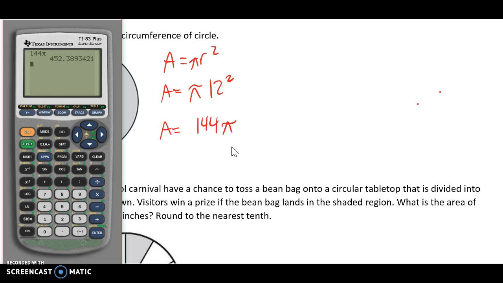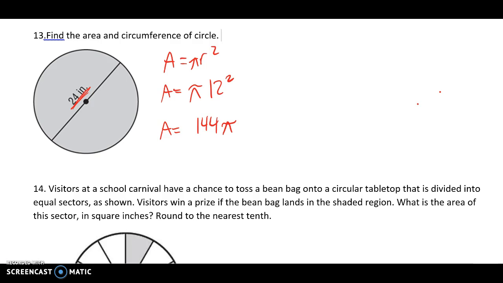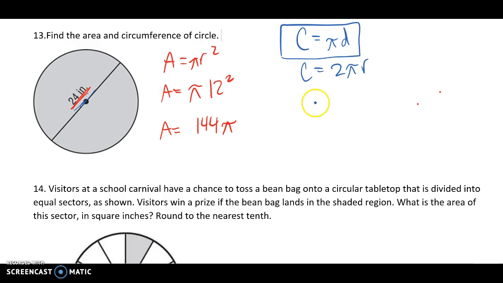Alright, so then the second part, we have to find the circumference. Remember we have two formulas for circumference. The first one is C equals pi times D, and the second one is C equals 2 pi r. We could use either one, but because we're given the diameter, we might as well use this one. So then C will equal 24 pi. And again, if you didn't see that answer on a multiple choice test, just do 24 times pi in your calculator and get the decimal, and that would probably be your answer.